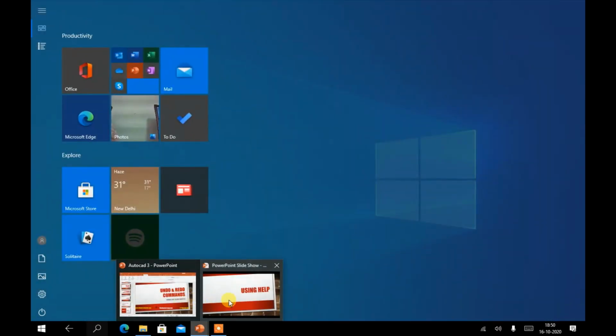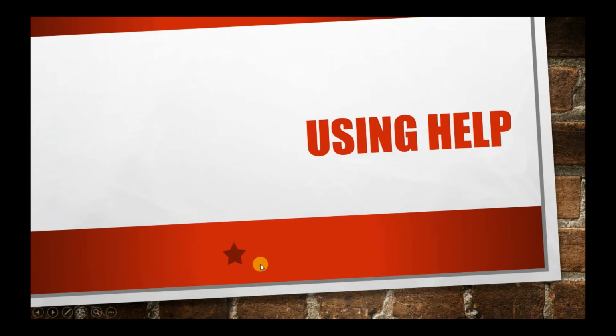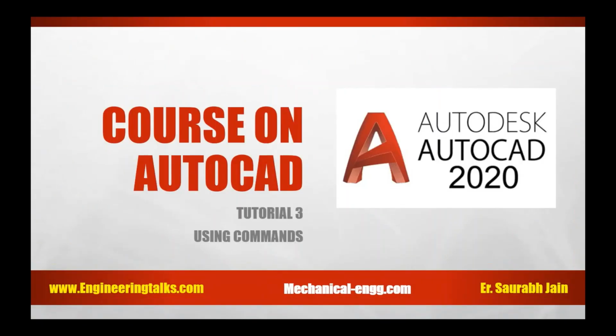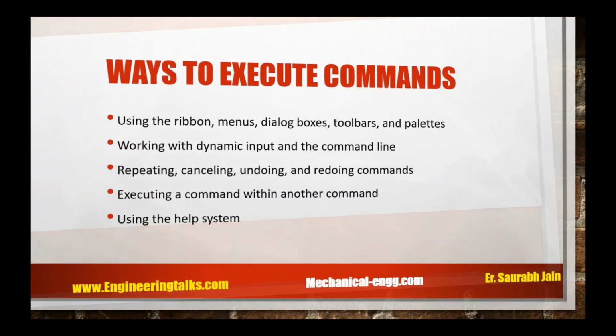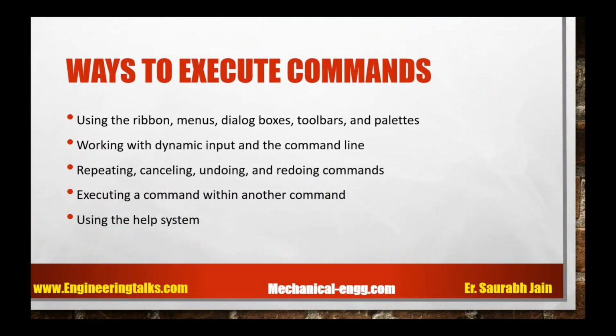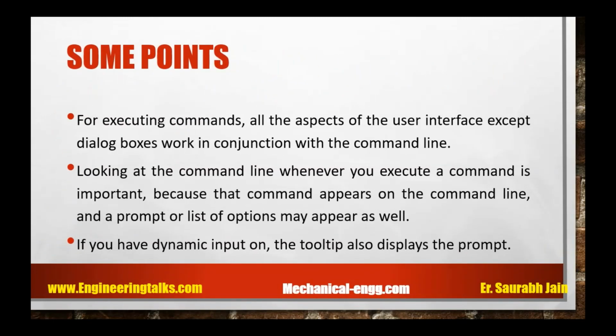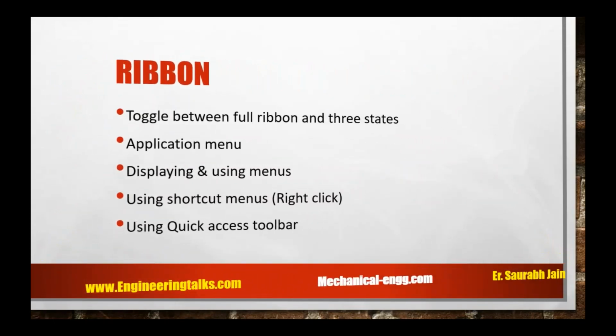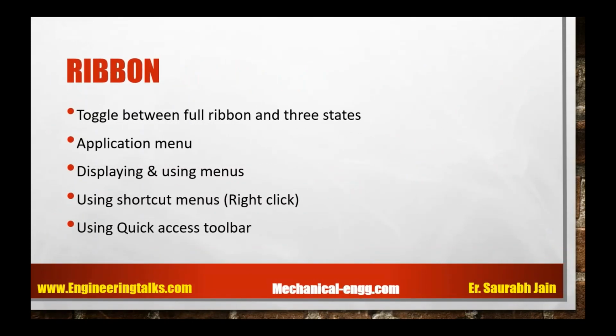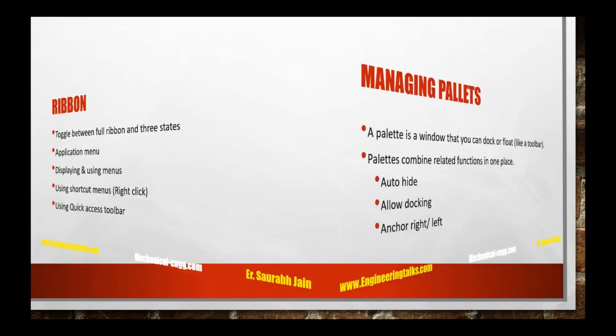So what we have done today is, we started that there are ways to run commands, execute commands. Then we talked about some points that you need to concentrate on command line. It's better to look at options. Then we talked about the ribbon, the options for how you can maximize and minimize the ribbon. We talked about displaying menus, application menus, right click shortcuts, and quick access toolbars.